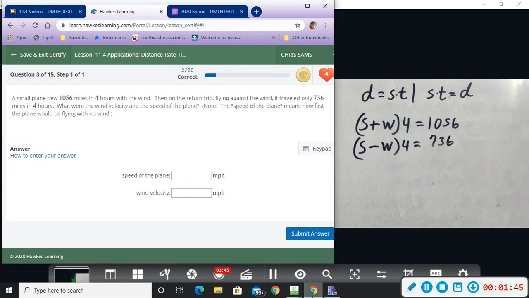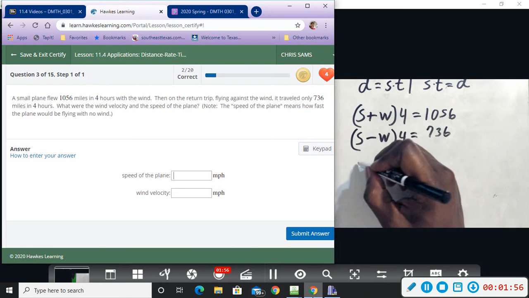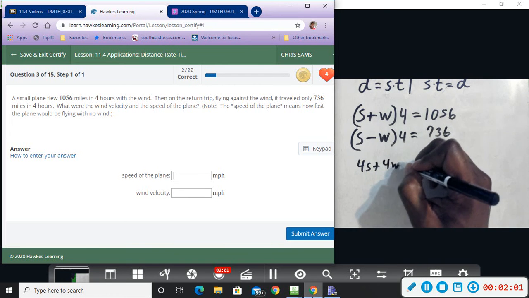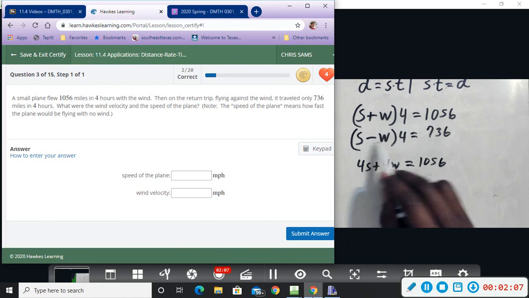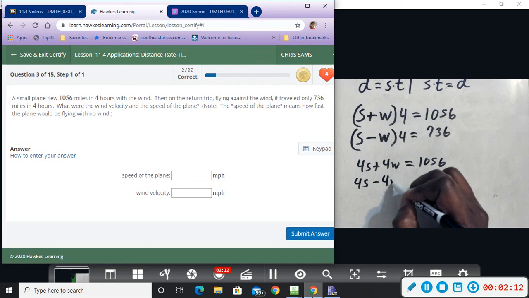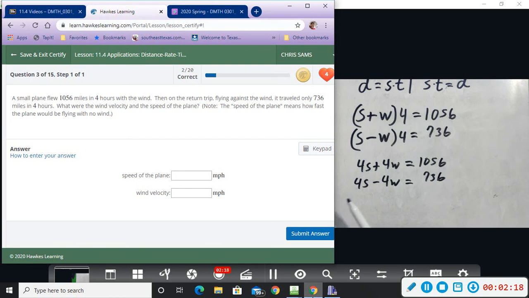Okay, so I'm going to distribute 4 throughout these and then write our 2 new equations and see if we can solve. So the first one is 4S plus 4W equals 1056. This equation here is going to be 4S minus 4W equals 736. It works out nice once we get our setup that the wind is already opposite signs and same number.